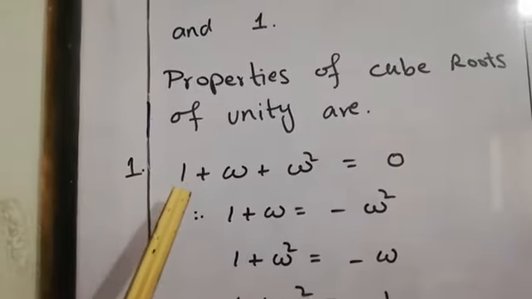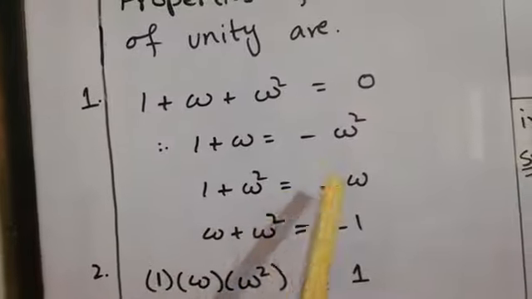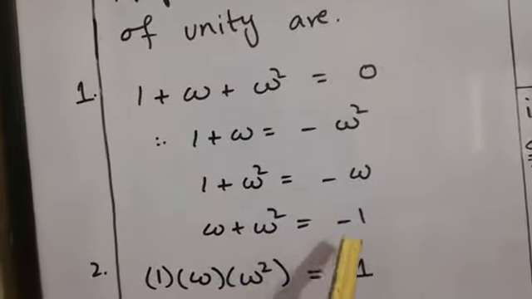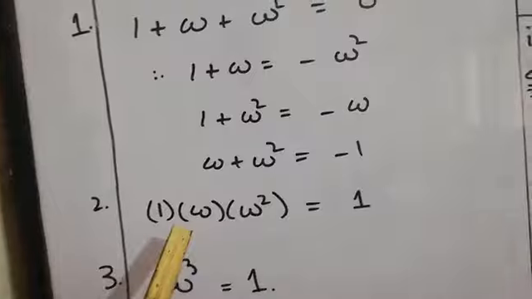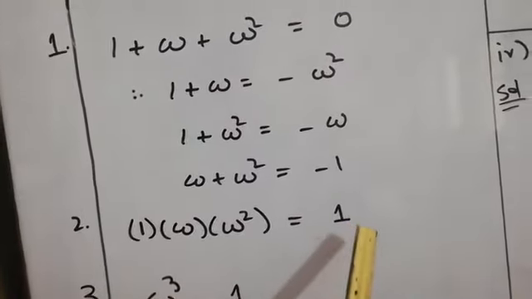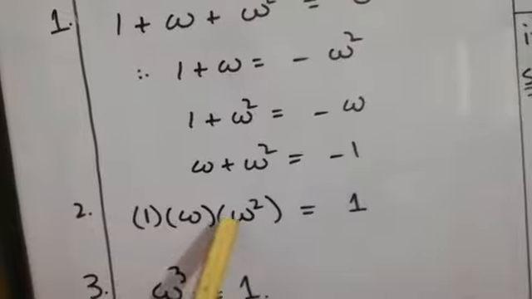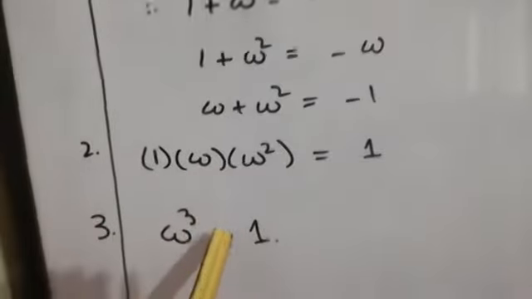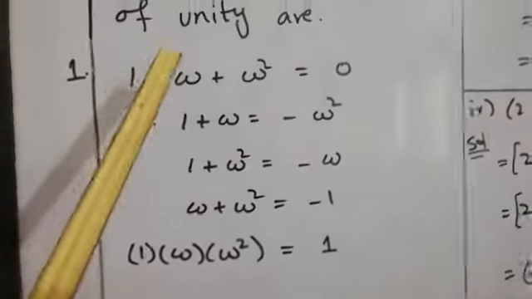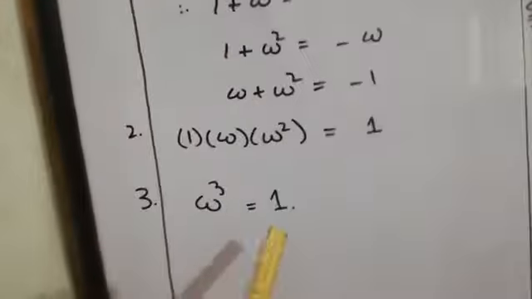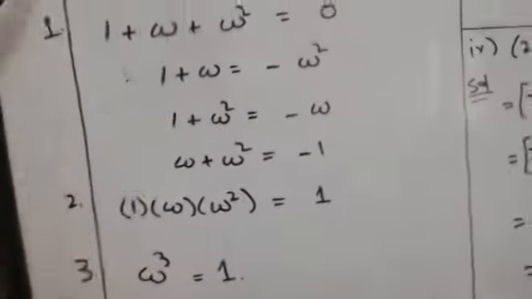This is the actual property, and with its help we can derive three more things: 1 + omega equals minus omega square, 1 + omega square equals minus omega, and omega + omega square equals minus 1. The second property is that the product of the cube roots of unity is 1. When we multiply 1, omega and omega square, it becomes omega cube, which equals 1. So keep in mind that 1 + omega + omega square equals 0 and omega cube equals 1. With the help of these properties, we will solve our Exercise 2.2.